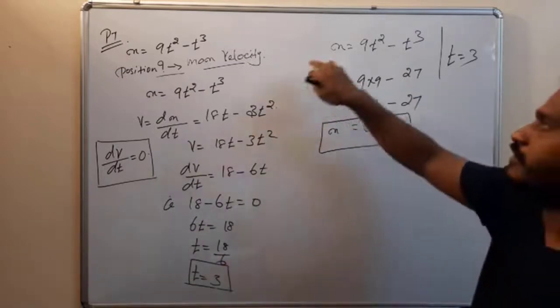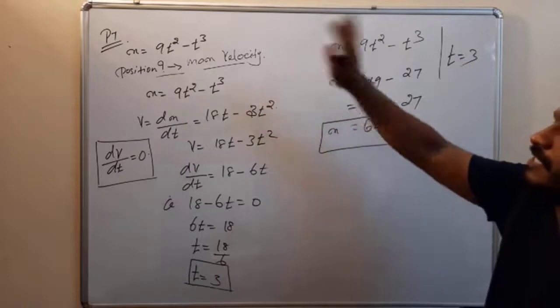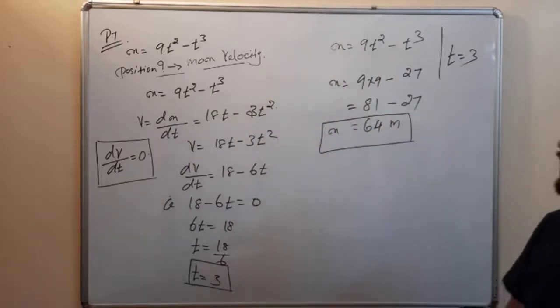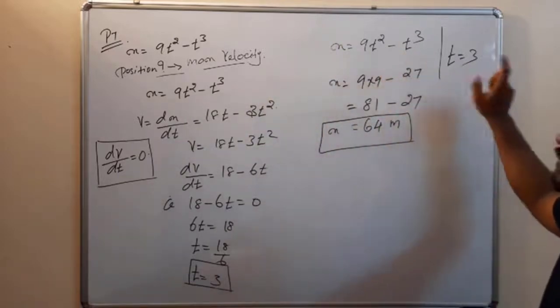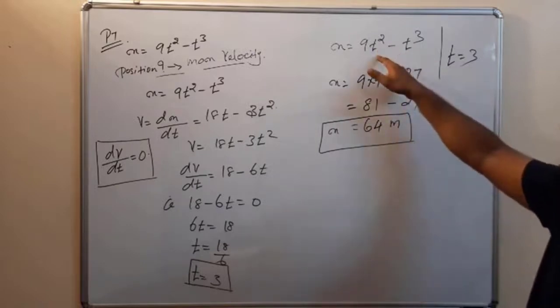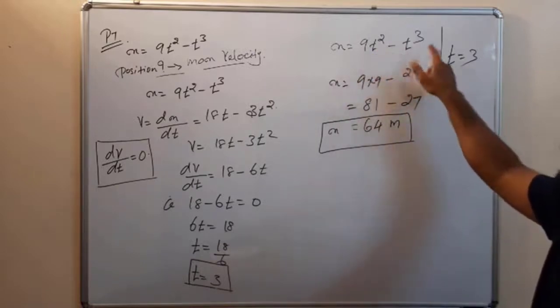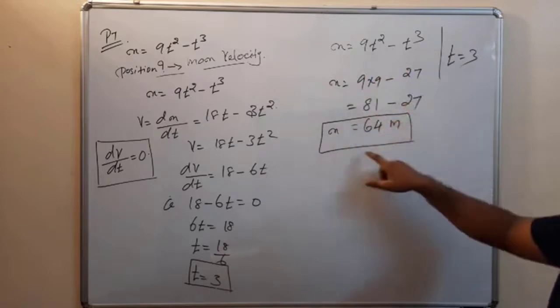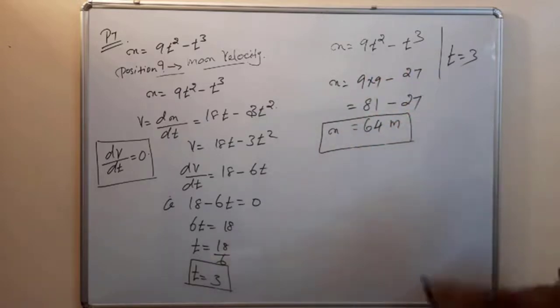So we have to find the position of the object when it reaches the maximum velocity, that is, the position of the object at time t is equal to 3 seconds. Substitute the value of time: 9 into t square minus t cube, that is 81 minus 27. So x is equal to 54.